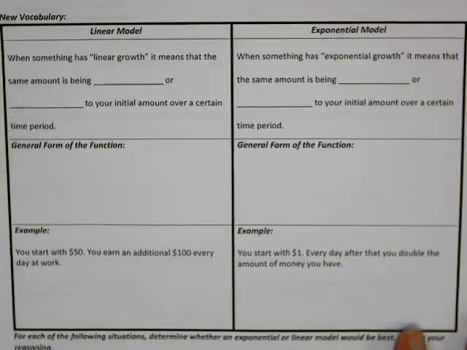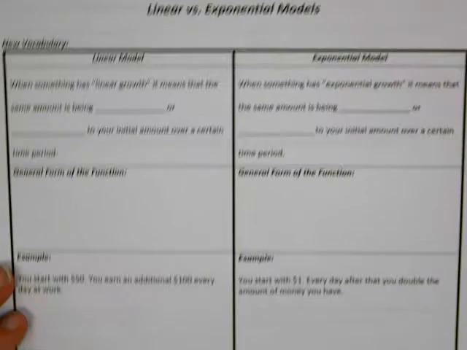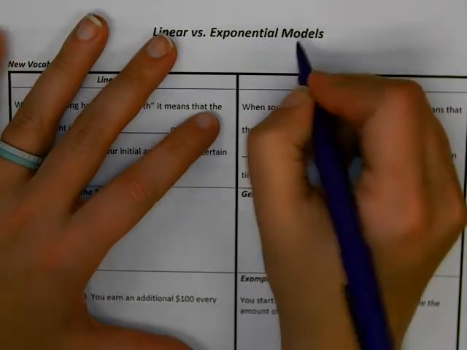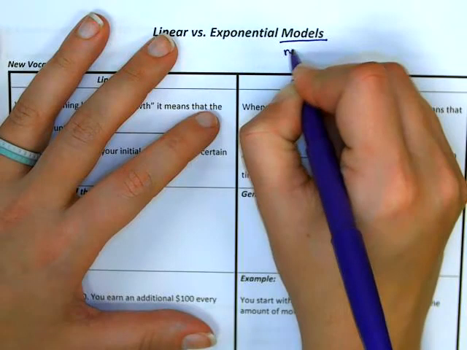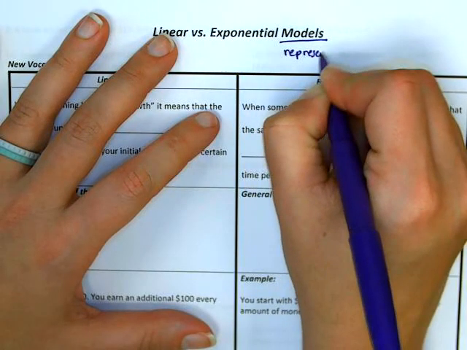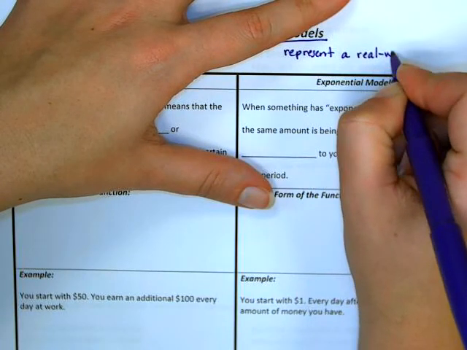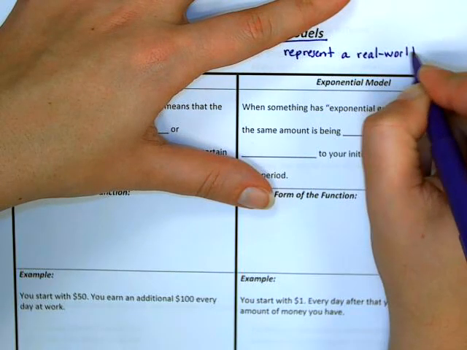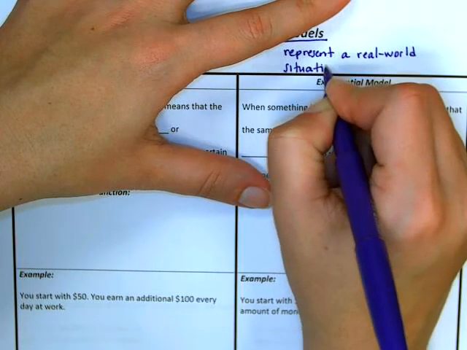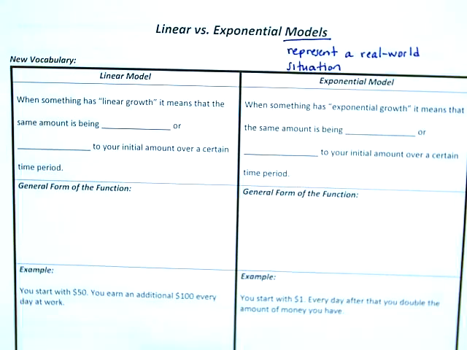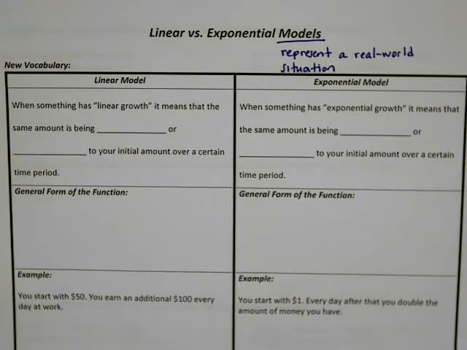Hello everybody! So today we're going to be talking about the difference between a linear and an exponential model. Now when we say we're creating a model, what we really mean is that we're representing a real world situation. It literally represents something from the real world, like a model airplane would represent a real airplane.